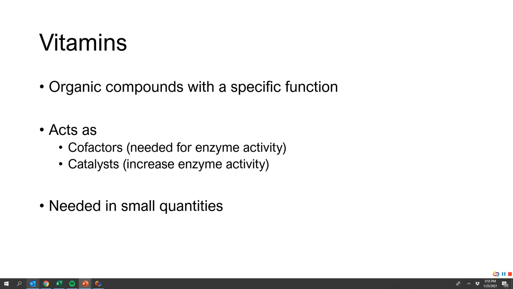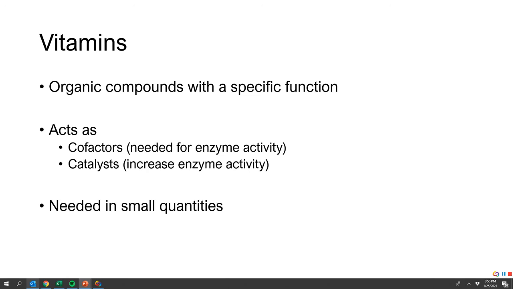Okay, vitamins are organic compounds, but each of them has a specific function. And they can be cofactors or catalysts. Remember, a cofactor is kind of like that second key. It would be like a safety deposit box. A single key won't open it, but if I've got both keys, then I'll be able to open that safety deposit box. Or they can be a catalyst, which is something that speeds up a reaction, right?